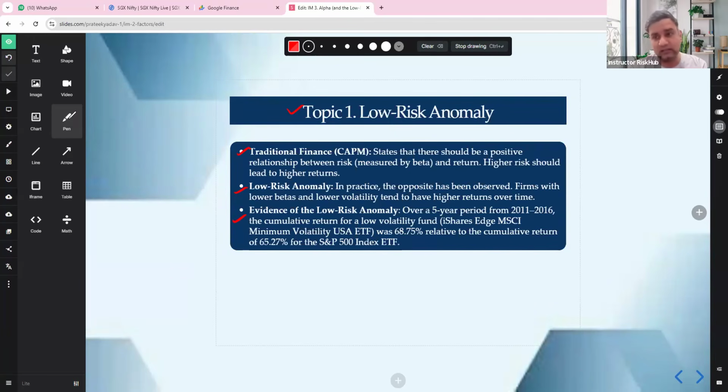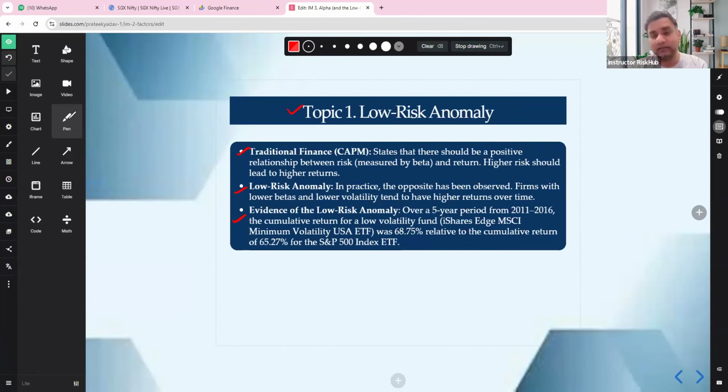So the slide gives you a very clear example that a low volatility ETF had cumulative return around 68.75% compared with about 65.27% for the S&P 500 ETF, right? Over a 5-year period from 2011 to 2016, right? And how do you interpret this? This is just one illustration, not a universal law. The real lesson here is that empirical evidence often shows that low risk portfolios can compete with or outperform your broad market portfolios. For FRM purposes, focus more on the conceptual challenge to the CAPM than the exact number.